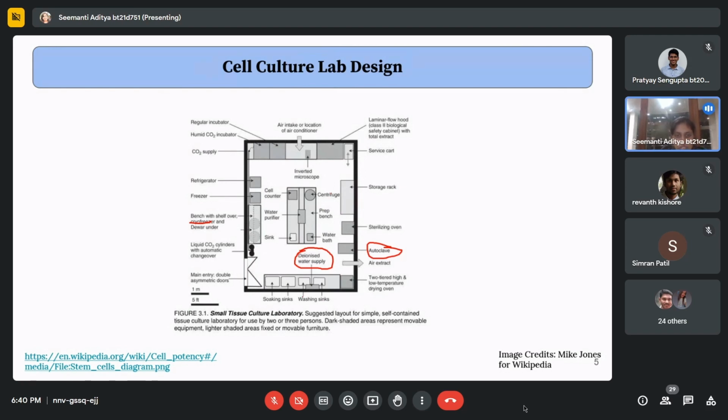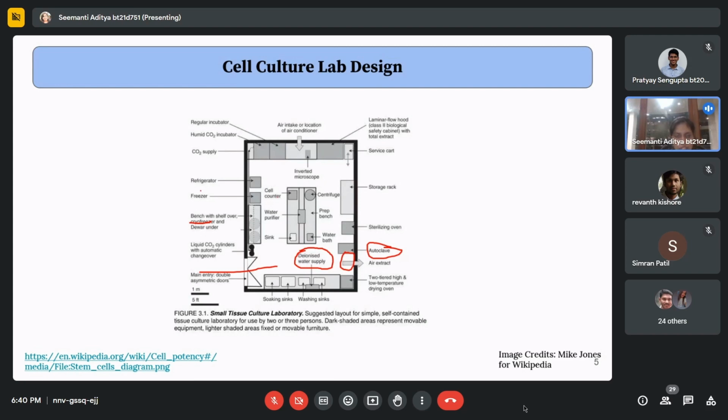What people should generally avoid is keeping the hood just next to the entry. Just opposite to the entry, we should not keep any kind of hoods or incubators, because these are the sources of contaminating air, and it might enter the hood or the incubator and cause a problem. So those are things.